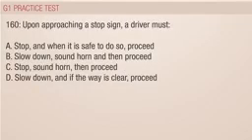Question 160. Upon approaching a stop sign, a driver must: A. Stop, and when it is safe to do so, proceed. B. Slow down, sound horn, and then proceed. C. Stop, sound horn, then proceed. D. Slow down, and if the way is clear, proceed.